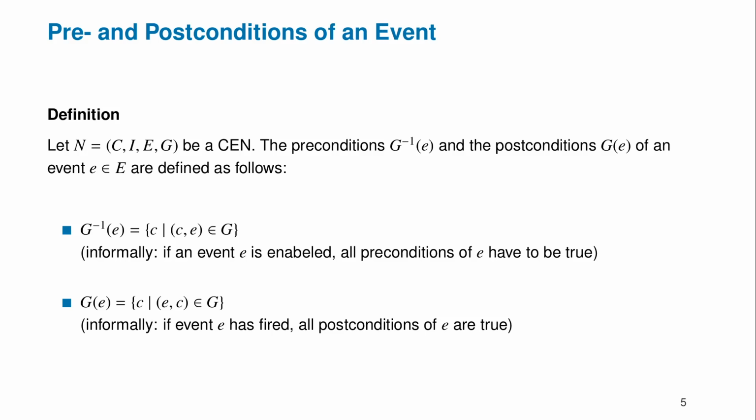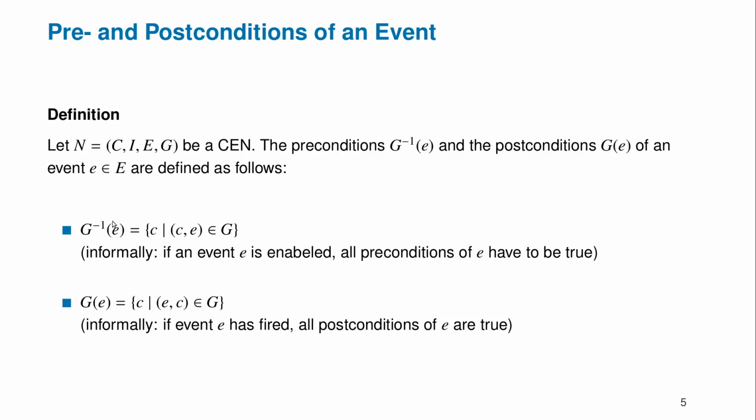Okay, and now I will formally define these notions of pre- and post-conditions for an event, which is rather straightforward. Assume we are given a condition event net, consisting of the components as we have introduced them before. For each event, we define the preconditions, which we denote by G minus 1 of E. And then we define the postconditions of an event E, which we call G of E.